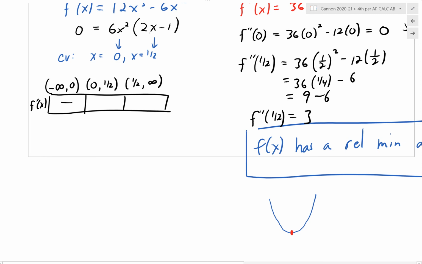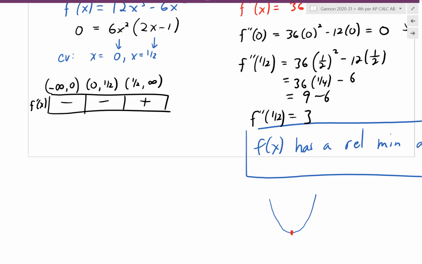If we plug in a number between 0 and 1/2, say 1/3, we get 2/3 minus 1, which is a negative number, so that's going to be negative. And then if we plug in a number that's larger than 1/2, say 1, 2 times 1 is 2, 2 minus 1 is 1, so we have 1 times a positive number, which is positive.